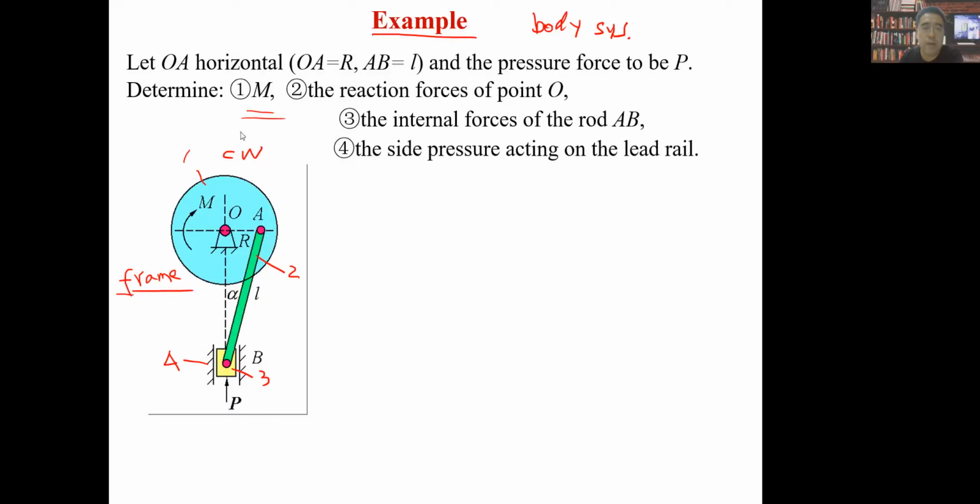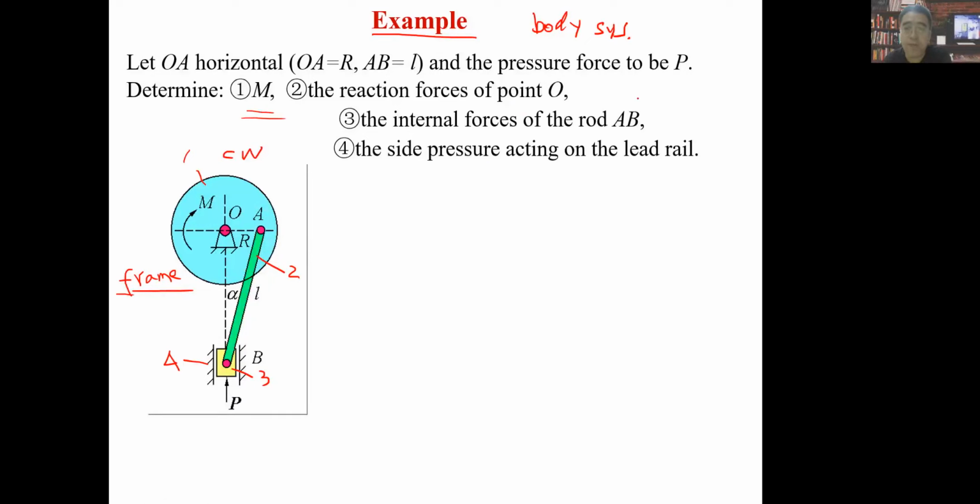Although it does not tell us we can neglect the weight of AB, it does not give its gravitational force here. That means we neglect the weight of AB. So it will give us a hint.